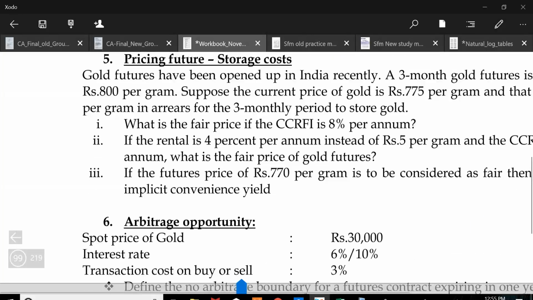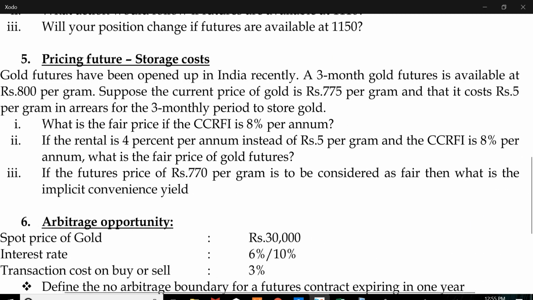Question 5. Gold futures have been opened up in India recently. Three-month gold futures are available at 800 per gram. Suppose the current price of gold is 775. It costs 5 per gram in arrears for the three-monthly period to store gold. What is the fair price if the continuously compounded risk-free interest rate is 8%? In part 2, the storage cost is 4% instead of 5 per gram. What is the fair price?